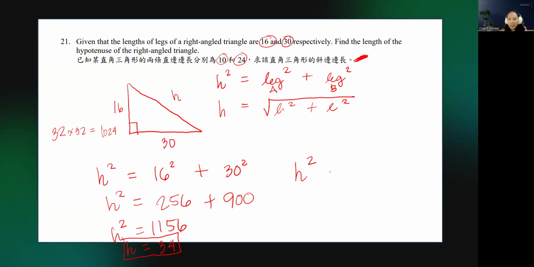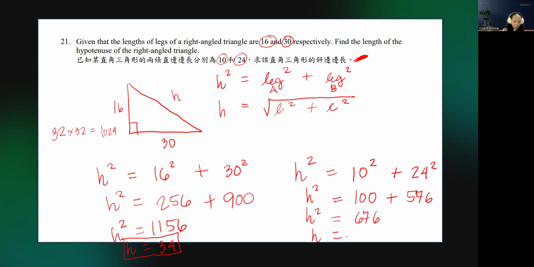Okay? But if we follow the problem here, the one not in English, if the legs were 10 and 24 respectively, you have 10 squared and 24 squared. Because again, these are the legs. 10 squared is 100. 24 times 24 would be 576. So you'll have an answer of 676 for h squared.